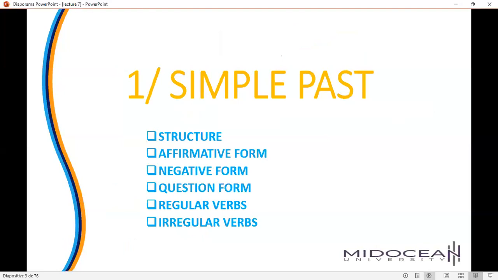Part 1, simple past. In this part, we're going to learn about the structure of the simple past tense: the affirmative form, the negative form, question form, irregular verbs, and regular verbs.